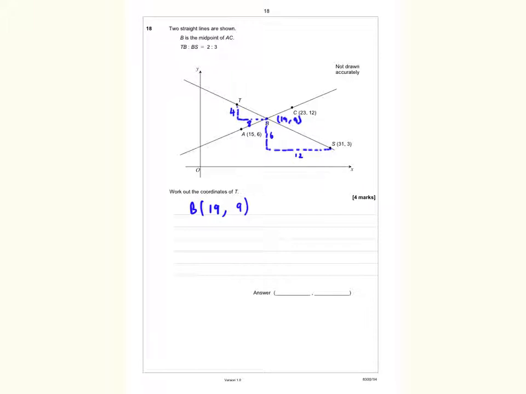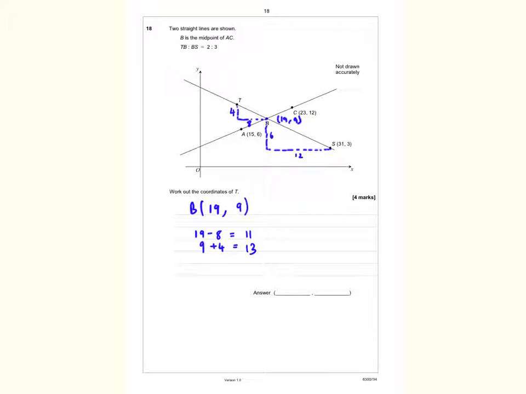Next thing we do is we try and find the coordinates of T now, because now we know T relative to B, we know it relative to S, and we can actually find the coordinates of it. So if I take the x coordinate of B, which is 19, and I go back 8, that will give me the x coordinate of T. So 19 take away 8 is 11. The y coordinate of B is 9. If I was to go 4 up from that, that will give me 13. So that will be 9 add 4 equals 13.